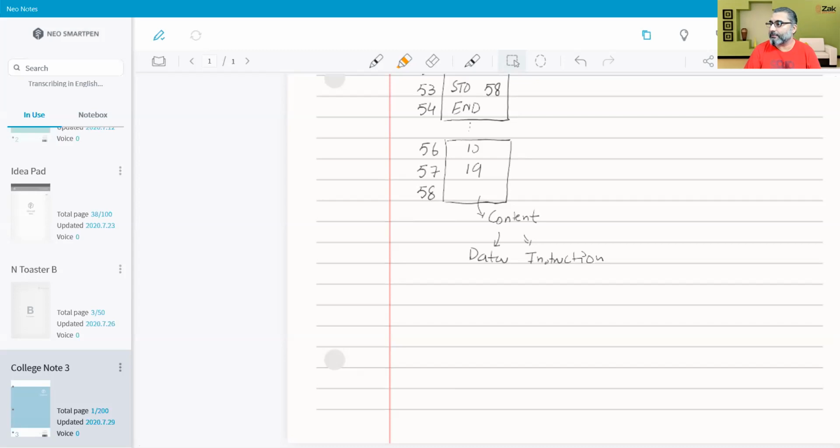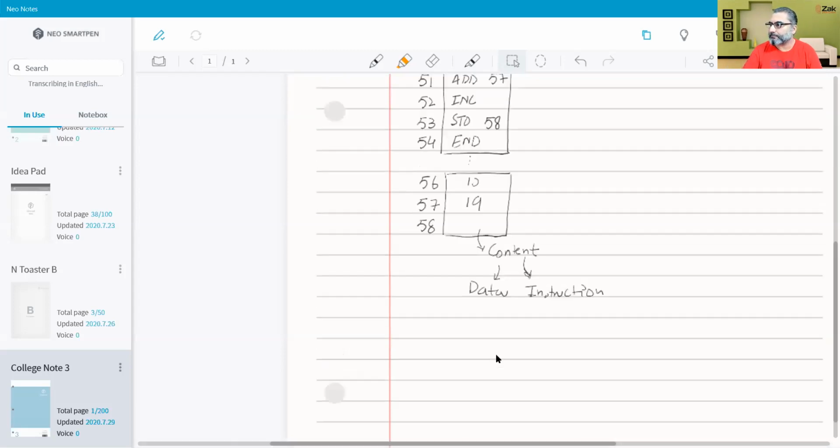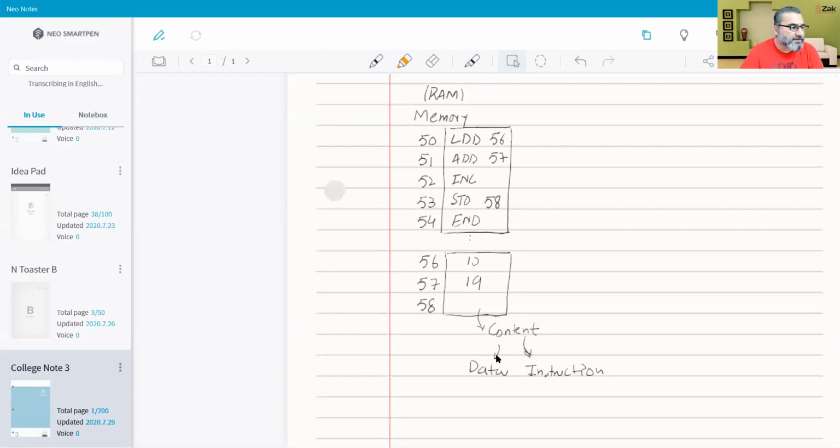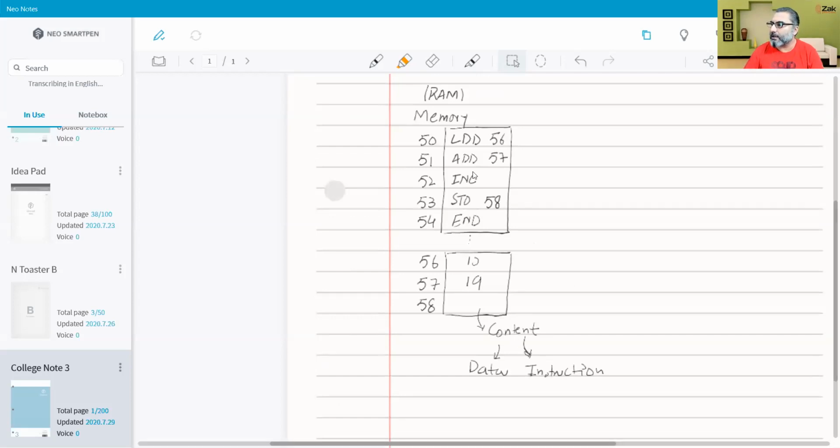All right, the first one is data, the other one is instruction. Now, if you look at these two boxes which I have made from 50 to 54, you can see that these are instructions. How do we know these are instructions? Because these instructions are in English and they look like instructions. Like this is load, this is add, this is increase, this is store, this is end. Over here, we don't have any instructions, just the data.